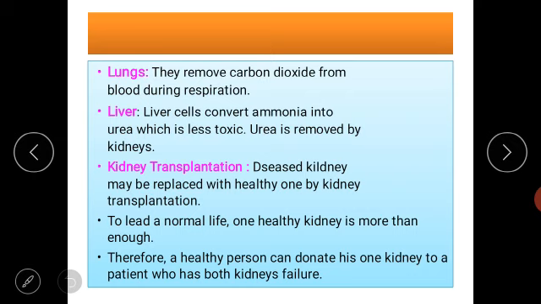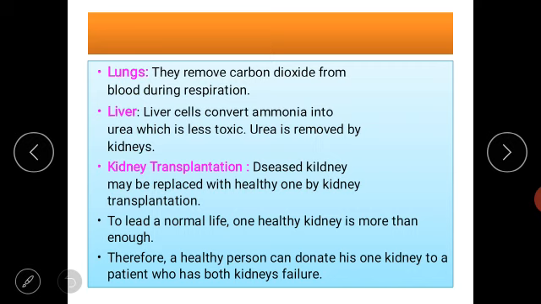Next is liver. Liver cells convert ammonia into urea, which is less toxic. Urea is removed by the kidneys. So whatever the first waste produced in the body is in the form of ammonia. Okay, and then this ammonia is converted into urea by liver, and then this urea is filtered by the kidney. Okay, so liver also acts as an excretory organ.